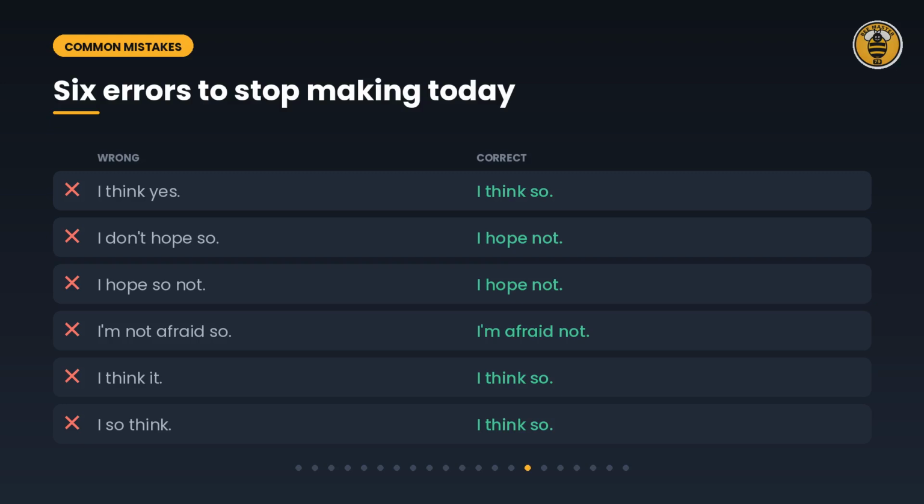Here are the 6 mistakes, all in one place. Number 1. I think yes. English does not use yes here. Say, I think so. Number 2. I do not hope so. Say, I hope not. Number 3. I hope so not. The word order is impossible. Say, I hope not. Number 4. I am not afraid so. Say, I am afraid not.